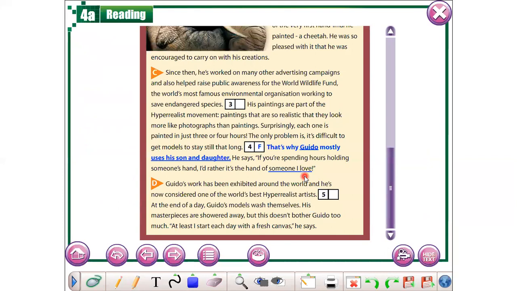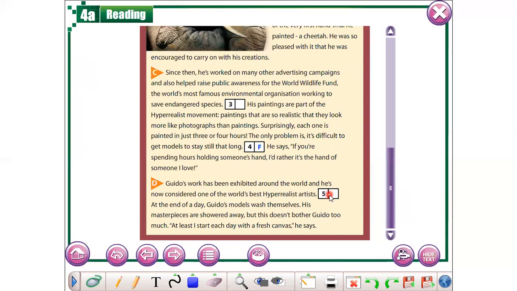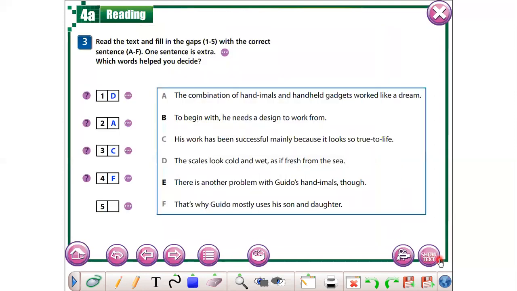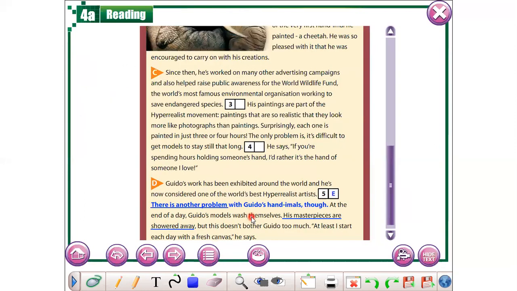Finally, number 5. It says, Guido's work has been exhibited around the world and he's now considered one of the world's best hyper-realist artists. At the end of the day, Guido's models wash themselves, and the paintings get erased. Let's see, letter E. Why? Because this is another problem: there is another problem with Guido's handimals, though. At the end of the day, Guido's models wash themselves. His masterpieces are showered away, okay?